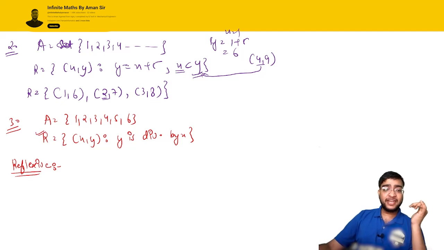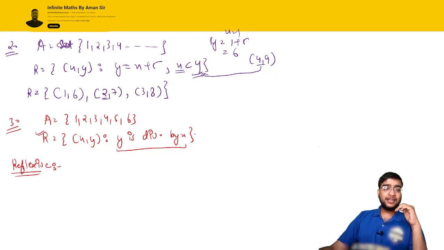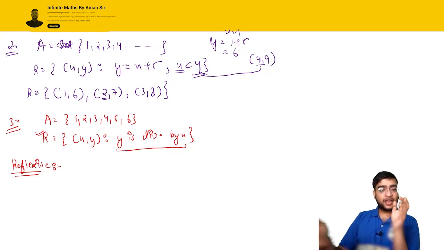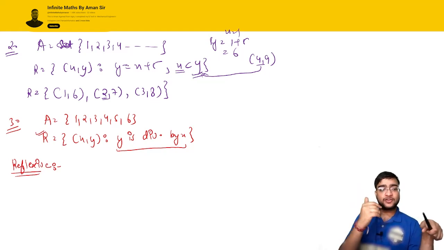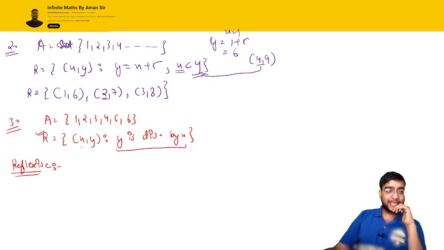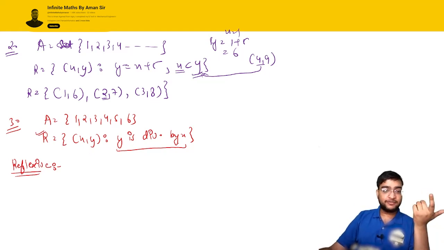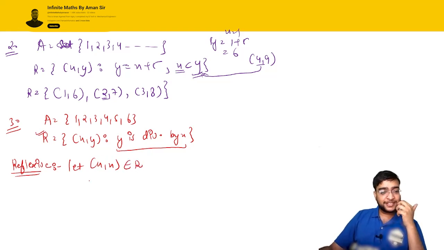If there is a statement like this given in your relation, then you must use the statement for proving whether it is reflexive, symmetric or transitive. So if x comma y means y is divisible by x, I take x comma x, because the reflexive one means both the elements should be the same. If x comma x is in my relation, then the condition says x is divisible by x.